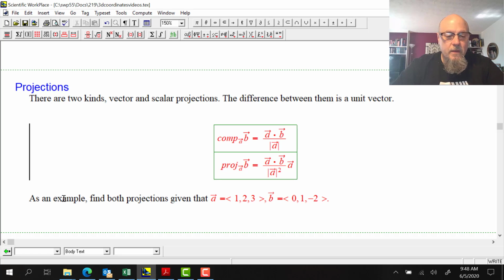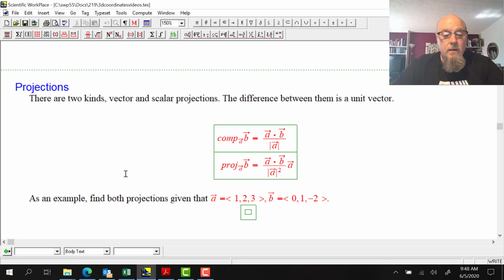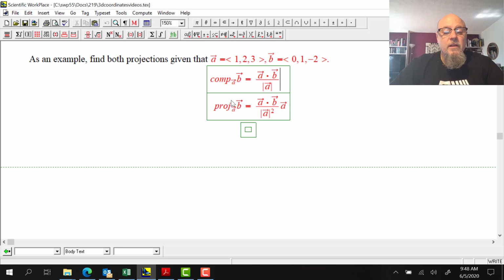Let's do an example. So here's a projection. There's A and B. So let's calculate both projections. By both projections, I mean the vector and the scalar projection. So let's look at the component or the scalar projection.